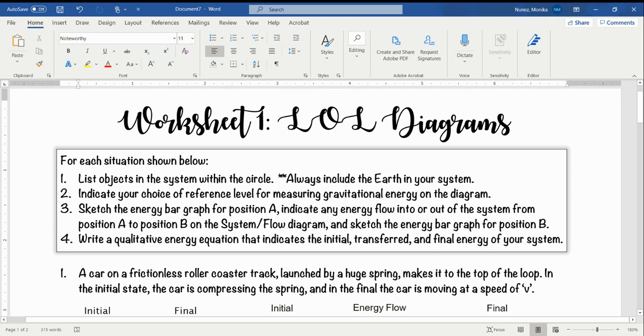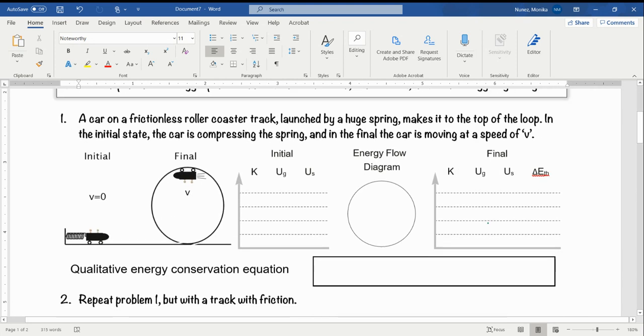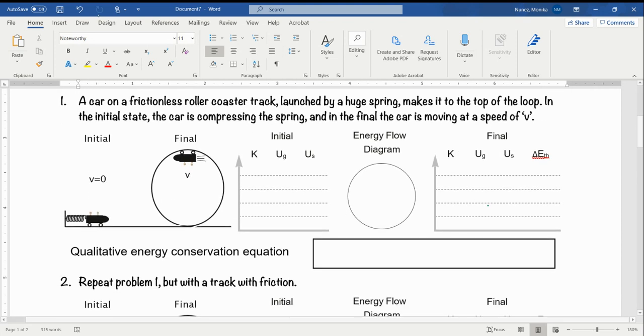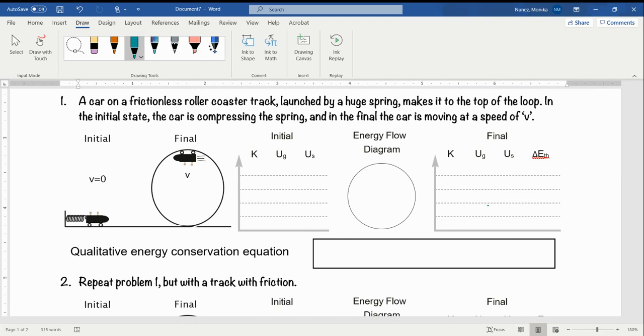The purpose of this video is just to take you through those steps of creating them using a few examples from worksheet 1. So you'll see the 4 steps at the top here, but we're going to apply those 4 steps to several different scenarios. So for starters, number 1, we have this car that's compressed against a spring in our initial scenario, and it's at rest. And then in our final situation, that roller coaster car is at the top of a vertical loop.